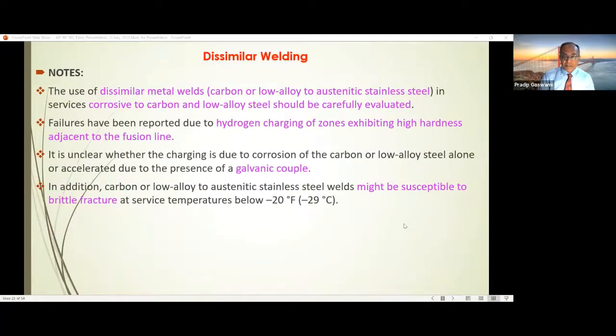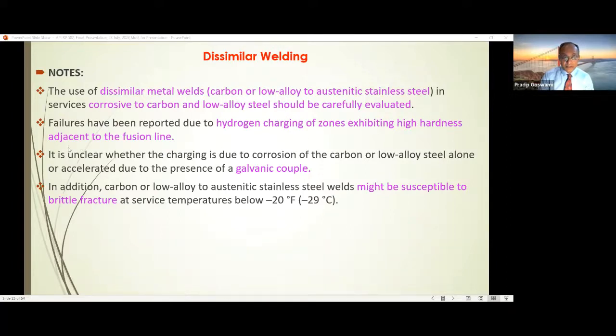Use of dissimilar material welds, carbon or low alloy to austenitic stainless steel, in services which could be corrosive to carbon or low alloy steel shall be carefully evaluated. What it means is that suppose you have a service and you are trying to adopt a dissimilar weld. If the fluid is corrosive to carbon and low alloy steel, you need to be selective. You need to think about whether we should be adopting a dissimilar weld in such an environment. Now, failures have been reported due to hydrogen charging.